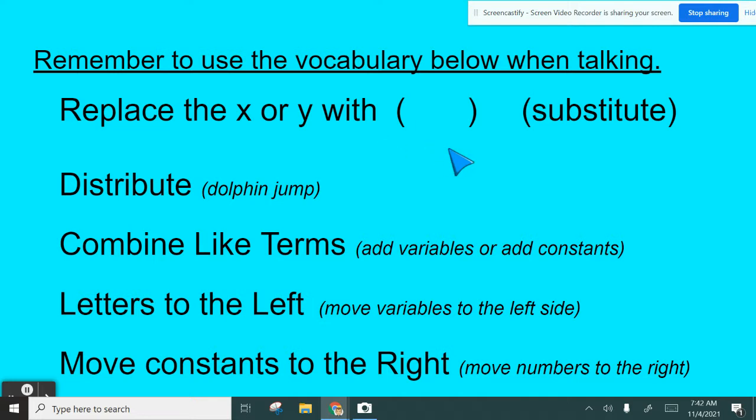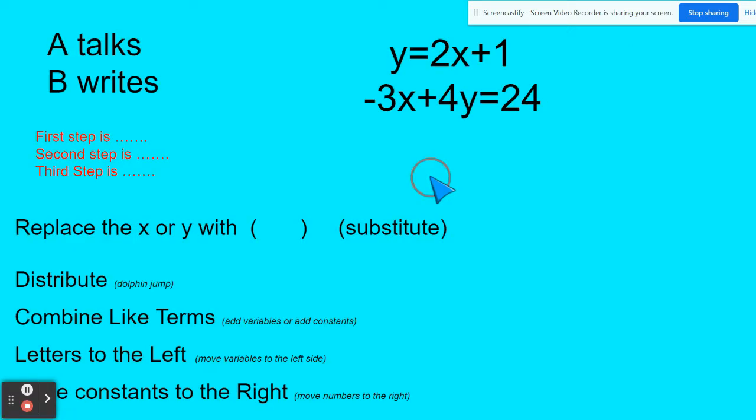So I want to have B's. I believe B's are going to, let's see here. B writes, A talks. So B, could you write down the problem? Look at A and say, what do I do? B, go ahead and write down the problem and look at A and say, what do I do? Miss Alonso, feel free to pause it.